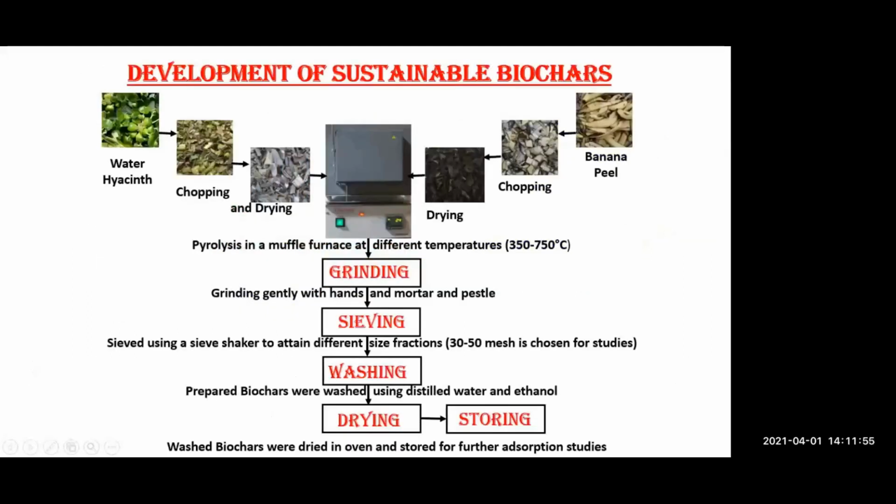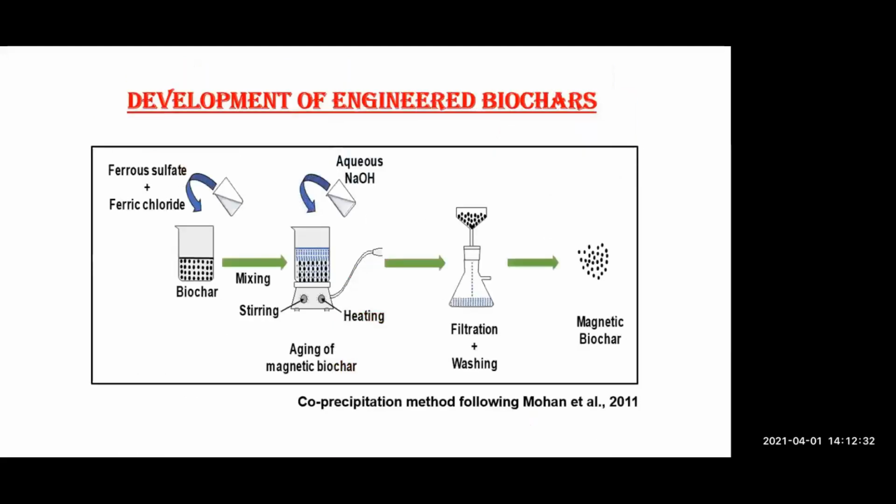Development of biochars: for the study, we have developed a series of biochars using water hyacinth and banana peel. Water hyacinth is a very big invasive problem, and banana peel is largely produced in household and municipal waste. Thus, two different biomasses from two different problems are taken and developed into a series of biochars from 350 to 750 degrees Celsius. These biochars are prepared, ground, washed, and further used for adsorption studies.